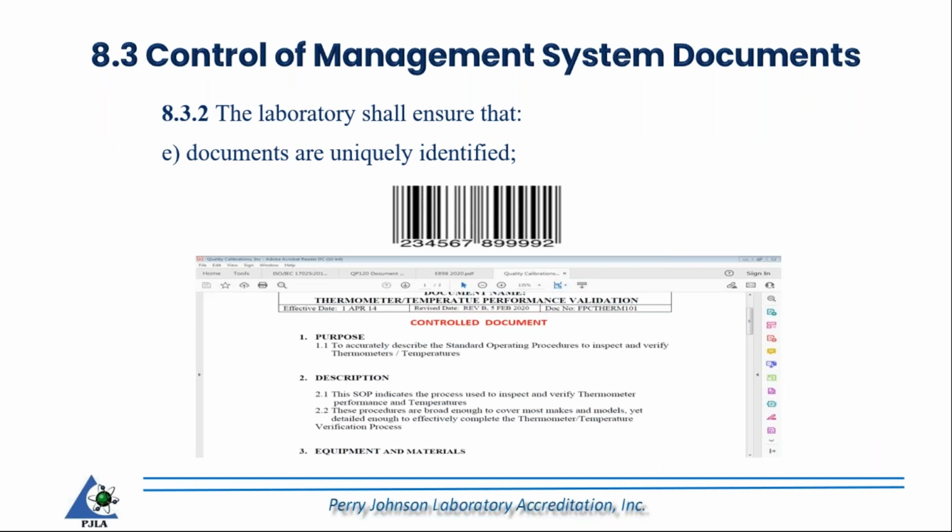A32E, documents are uniquely identified. So you have to be able to differentiate one document from the other. Perhaps you have a separate procedure for document control or a separate procedure for records control. You have to have some sort of unique identifier within the document. Could be as simple as SOP 123 or SOP 124, whatever you elect to do. Or it could be a more sophisticated barcode type of system, as you see depicted there. You just have to ensure that the documents are uniquely identified.